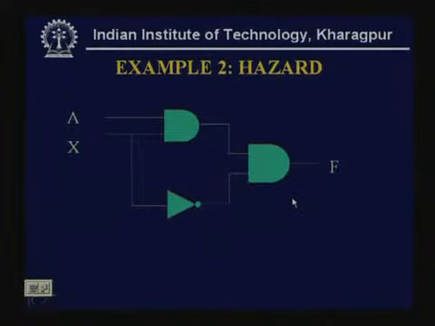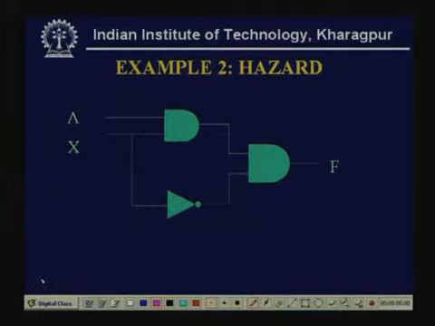Now, again if we take another small example, say one AND gate whose inputs are A and X, and another inverter where simply X is being inverted. So, this is my output X complement, here this is my X, and this is again AX.